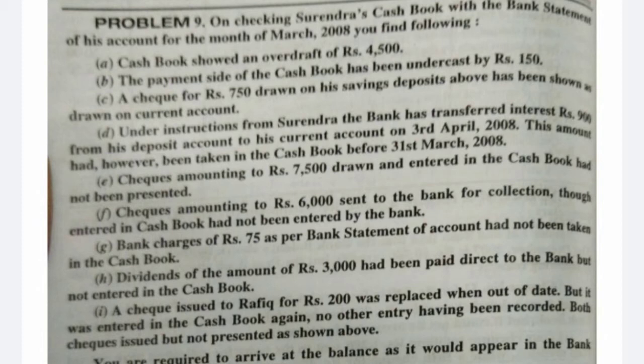Okay, next one. Under the instructions from Surendra, the bank has transferred interest of rupees 900 from his deposit account to his current account on 3rd April 2008. This amount had, however, been taken in the cash book before 31st March 2008. The savings deposit account interest income is getting transferred to the current account, for which we are preparing the BRS, and this 900 income is debited in the cash book.